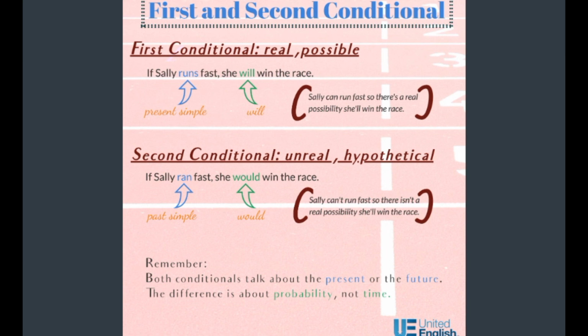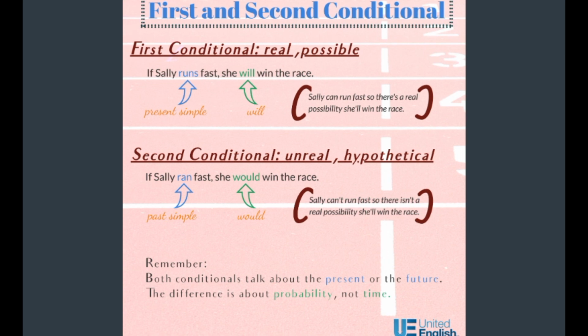If Sally runs fast, she will win the race. Present simple, runs. If plus the present simple. The main sentence I use, will plus the infinitive of the verb win. Will win, right? Sally can run fast, so there is a real possibility she will win the race, right?